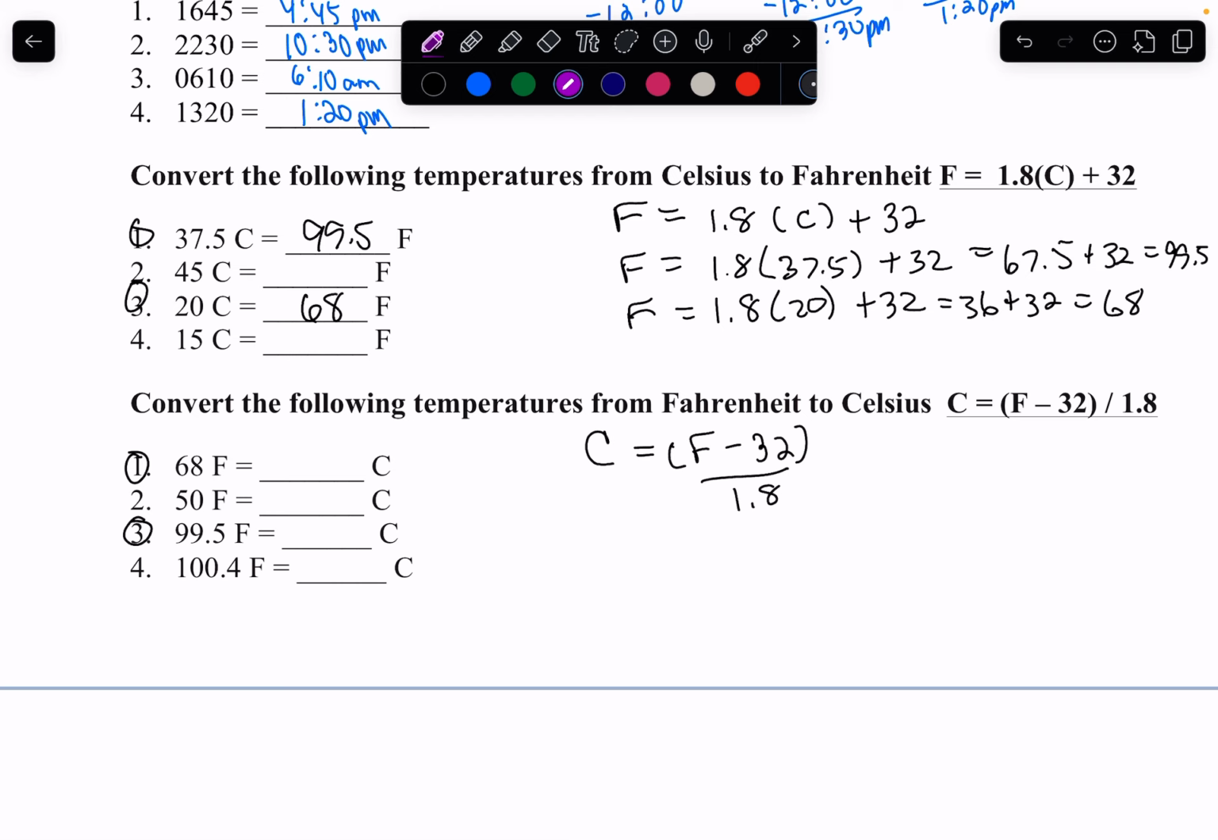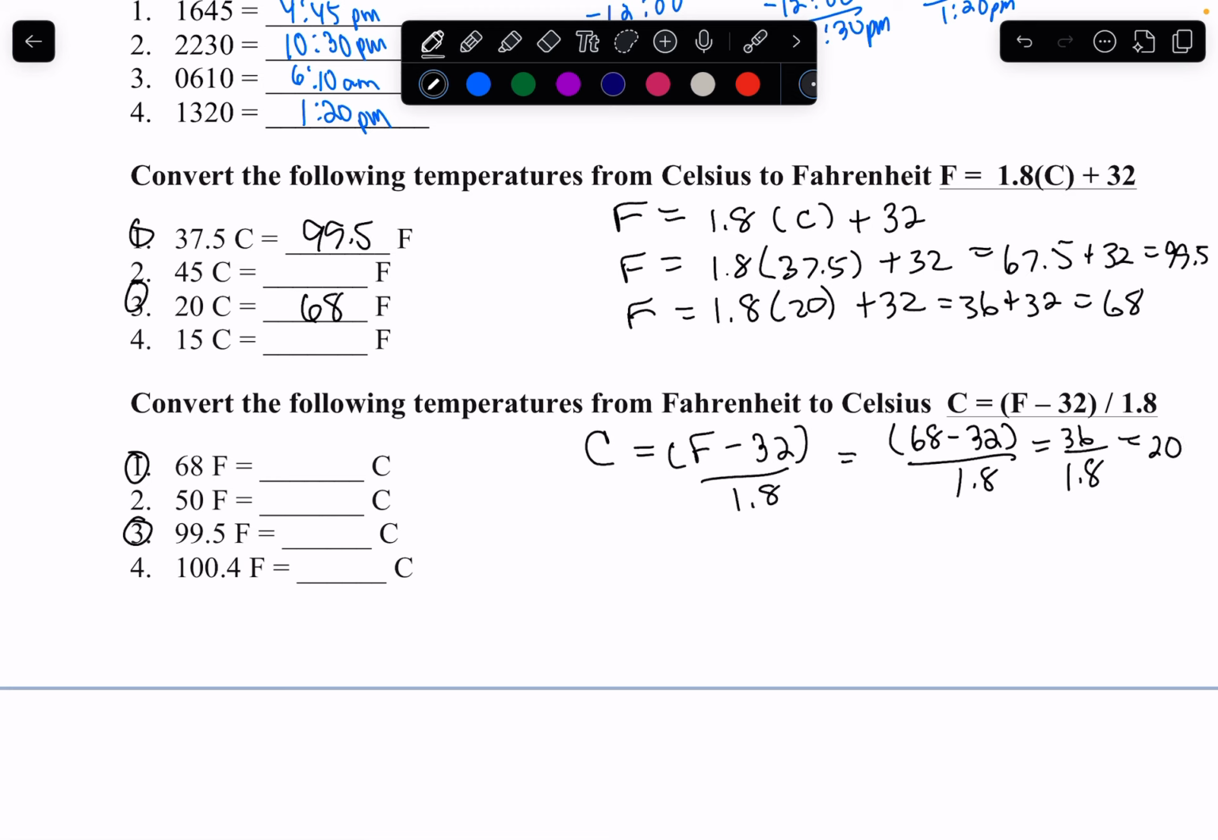So that would be 68 minus 32, divided by 1.8. Now, mathematically speaking, because the 68 minus 32 is in parentheses, you have to do that first. 68 minus 32 is 36. Divided by 1.8 is our next step. So if we divide that by 1.8, we get 20 degrees.